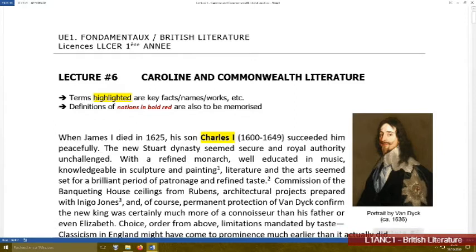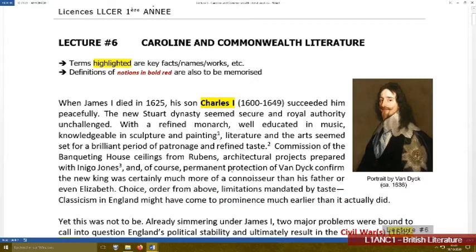So we have to do a bit of history before we turn to literature per se. When James I died in 1625, his son, Charles I, succeeded him peacefully. The new Stuart dynasty seemed secure and royal authority unchallenged. With a refined monarch, well educated in music, knowledgeable in sculpture and painting, literature and the arts seemed set for a brilliant period of patronage and refined taste.